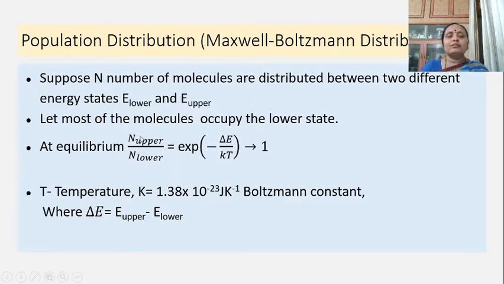Then at equilibrium, the ratio of the number of molecules in the upper state to the number of molecules in the lower state is N upper by N lower equal to exponential of minus delta E by kT. I number this as equation 1, where T is the temperature, k is the Boltzmann constant, whose value is 1.38 into 10 raised to minus 23 joule per Kelvin, and delta E is the difference in energy, E upper minus E lower.